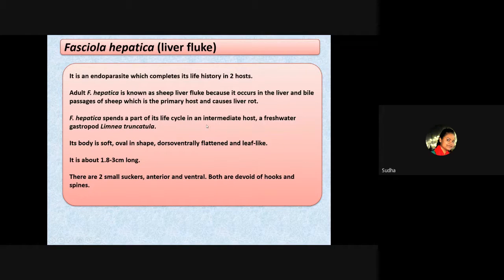It is oval in shape and dorsoventrally flattened like a leaf. Its length is about 1.8 to 3 centimeters. There are two small suckers, anterior and ventral, both devoid of hooks and spines. They do not have hooks like the ones we saw in Taenia solium, but they do have two suckers.